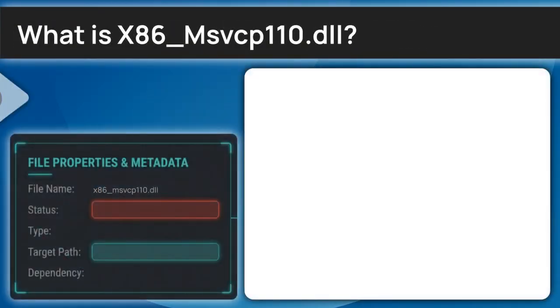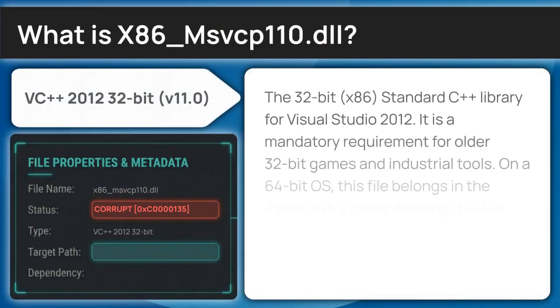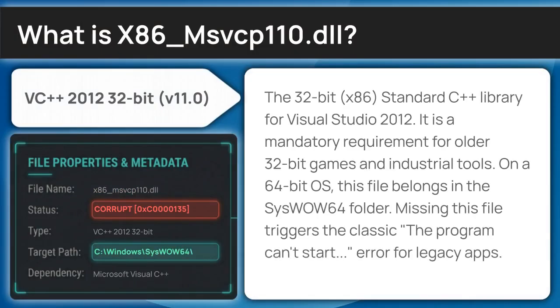This is the x86 Microsoft Visual C++ Standard Library 110, the 32-bit x86 standard C++ library for Visual Studio 2012. It is a mandatory requirement for older 32-bit games and industrial tools. On a 64-bit OS, this file belongs in the syswow64 folder. Missing this file triggers the classic "the program can't start" error for legacy apps. Since we've covered what this file is, let's move to the primary fix.